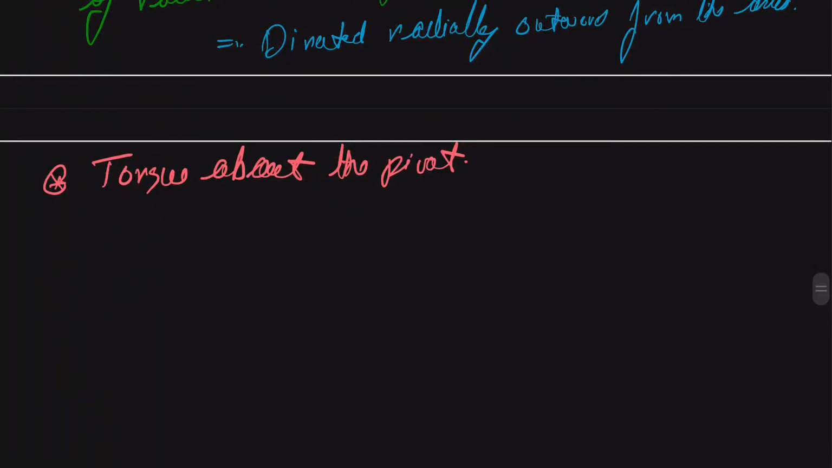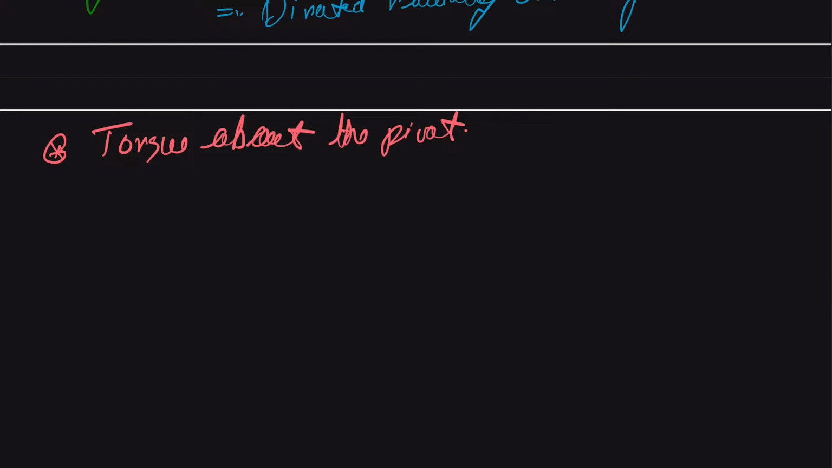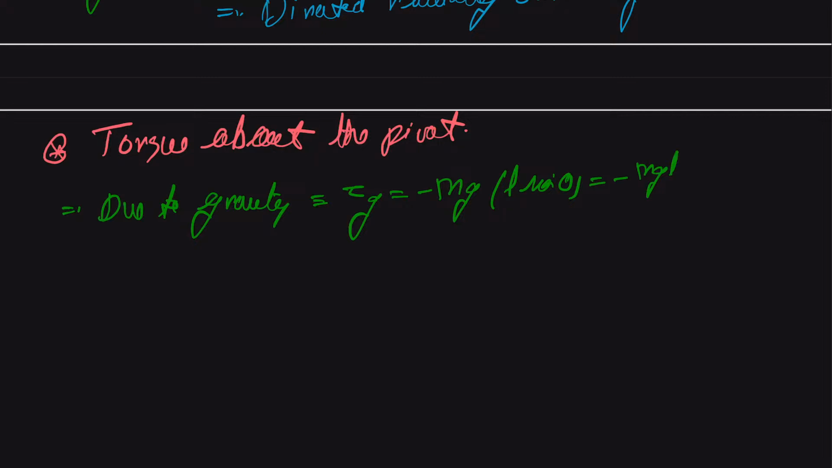So we can write the torque about the pivot. First is due to gravity, let us call it tau g. Then tau g will be equal to mg times L sine of theta. Restoring, so we put a negative sign, and since theta is very small, we can write this as minus mgL times theta.